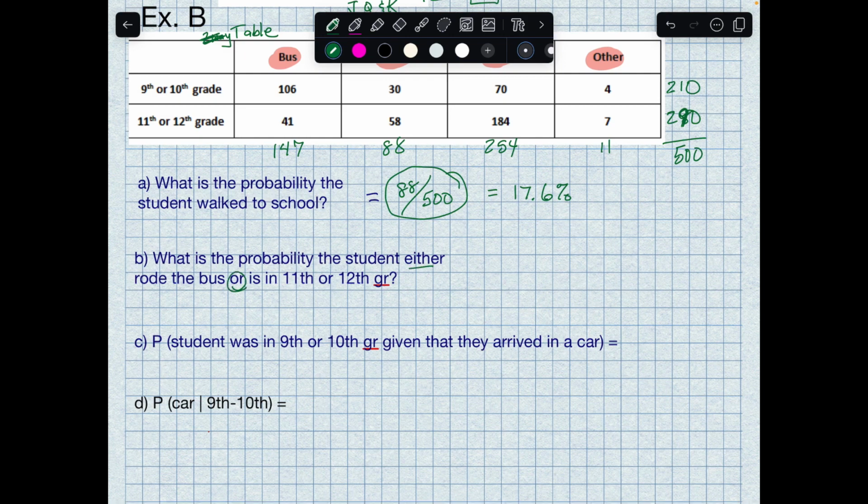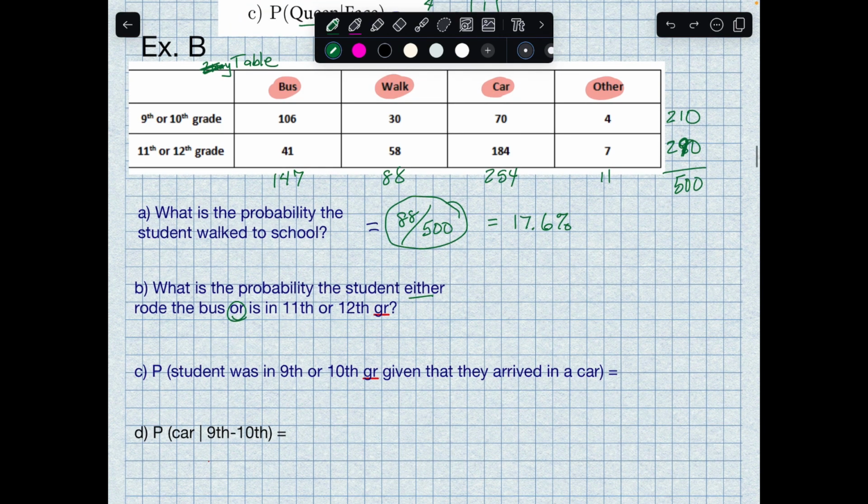What is the probability that the student either rode the bus or is in 11th to 12th grade? Now be careful, this is an or problem. This is tricky. So we're going to look at 11th and 12th graders, all 290, and how many kids rode the bus? 147. All right, see if you can pick up on the error that I'm going to make here. So let's see, 147 plus 290 divided by 500 total kids. So that gives us 437 out of 500.